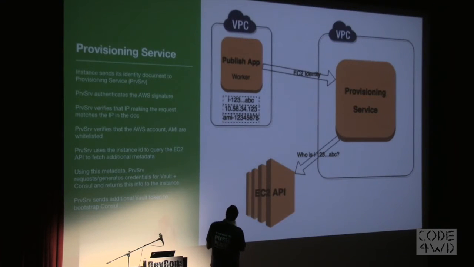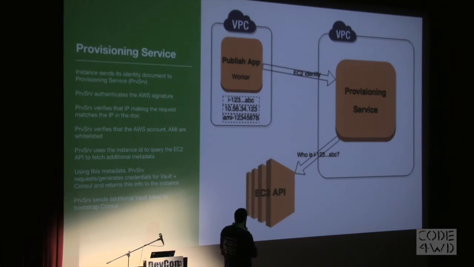So what does it look like? An instance boots up, it immediately sends its instance identity document verbatim to the provisioning service. The provisioning service will, first and foremost, verify that the signature is authentic. It'll verify that the IP making the request, this is going to be a REST API, is the IP that's found in the document. It's going to verify that the AWS account ID and the AMI inside the document are whitelisted.